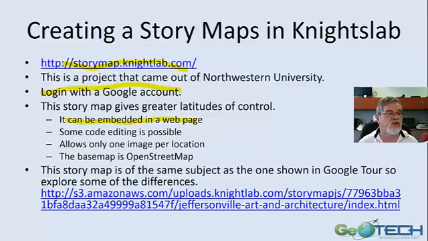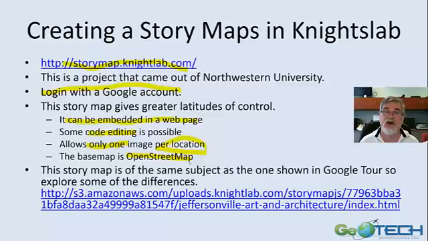There is some ability to do code editing. We're not going to get to that depth in here, but you can edit some code. You are limited to only one image per location, which is different than the Google Tour. Again, some of these have strengths that others don't, and vice versa. And the base map is going to be OpenStreetMap. It's not going to be an aerial view like what we just saw. The aerial view was pretty nice for Gettysburg Battlefield because we're looking at the terrain. We're not really looking at city streets and things like that. For Knightslab, we are stuck with the base map of OpenStreetMap.